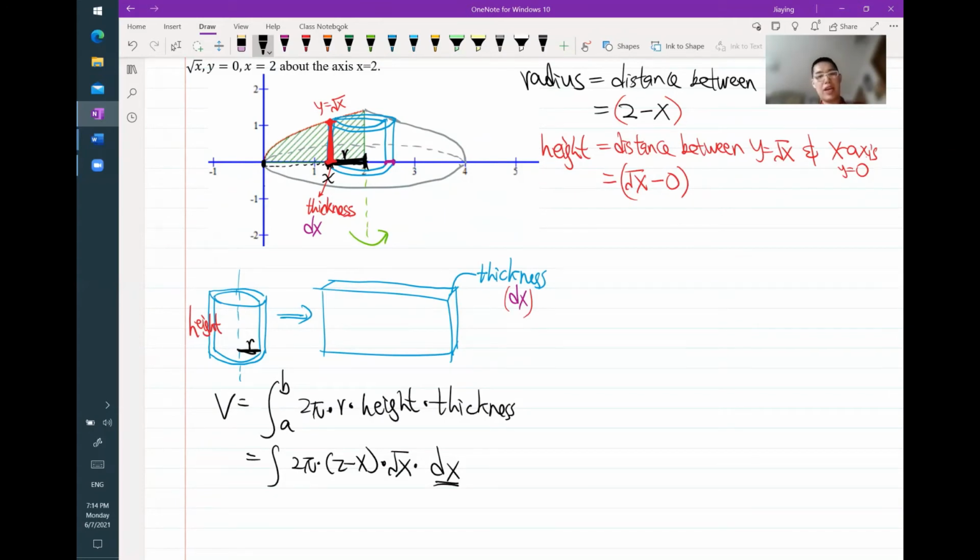Because it's dx, now let's find the lower and upper bounds of the x values of the shaded region. The shaded region we begin with goes from the origin to x equals 2. So the x values will be just from 0 to 2.